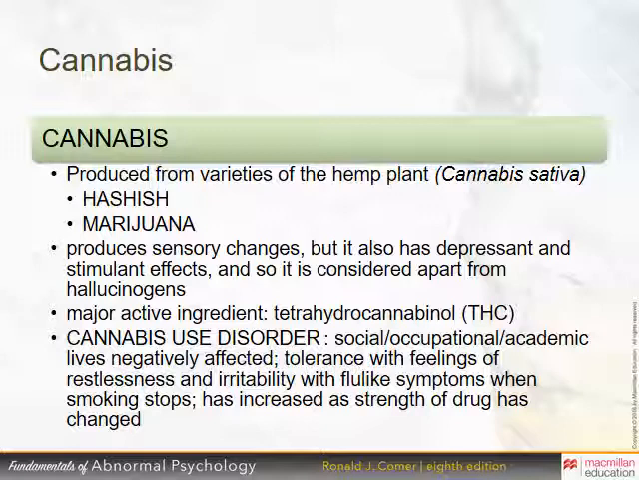And cannabis use disorder is social, occupational, academic disruption due to use, tolerance with feelings of restlessness and irritability with flu-like symptoms when smoking stops, and it can also increase as the strength of the drug has changed. The drug itself over the last 20 or so years, the research shows that it has changed.